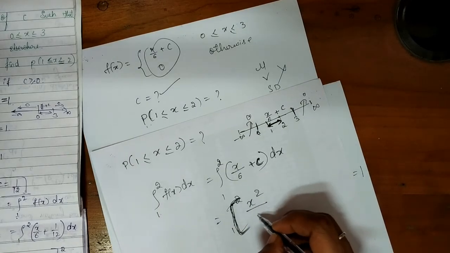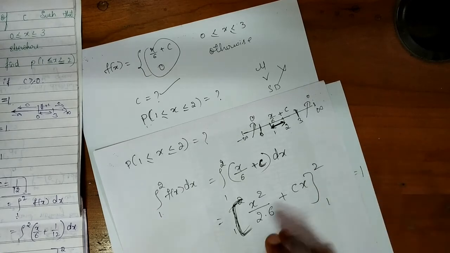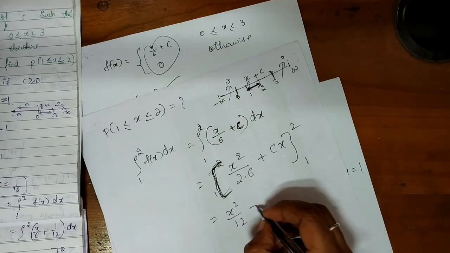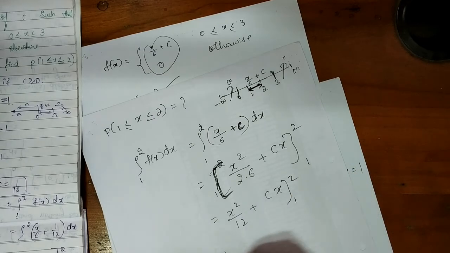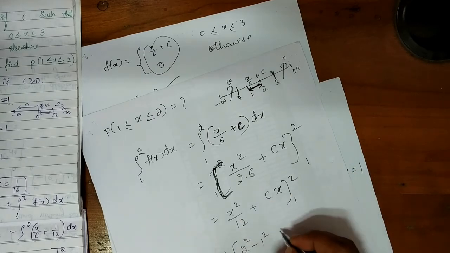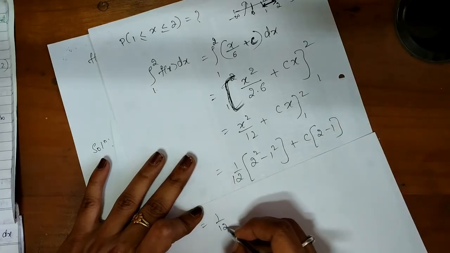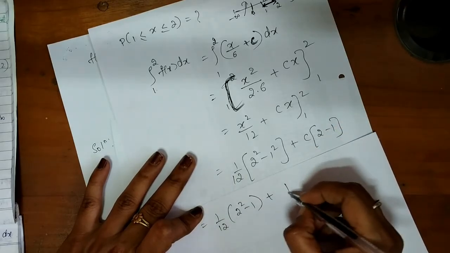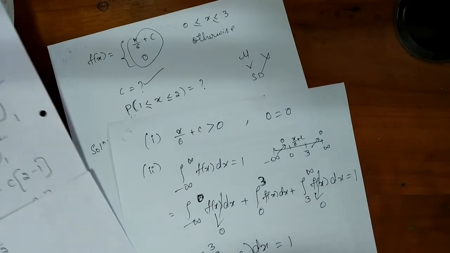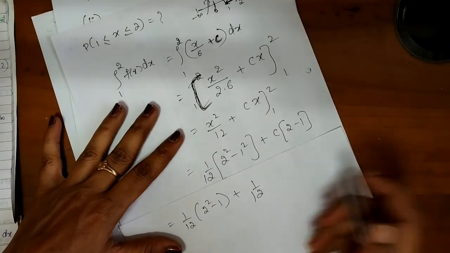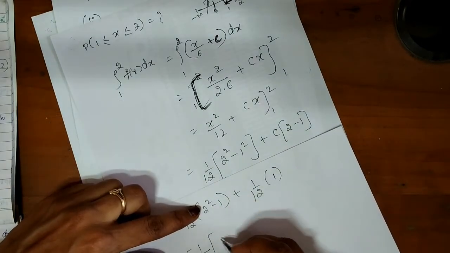So it is x square divided by 2 into 6 as it is, plus cx, between the limits 1 to 2. Now x square divided by 12 plus c into x between 1 to 2. Let me apply limits: 1 by 12 into 2 square minus 1 square plus c into 2 minus 1. Substitute the value of c. So it is 1 by 12 into 2 square minus 1, plus 1 by 12. What is the value of c? C is equal to 1 by 12. So when you substitute, 1 by 12 into 2 minus 1 is 1. 2 square is 4, minus 1 is 3.